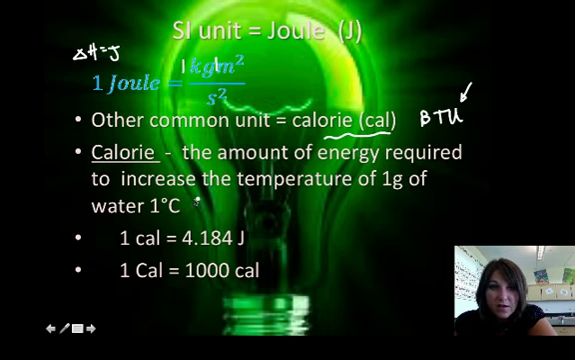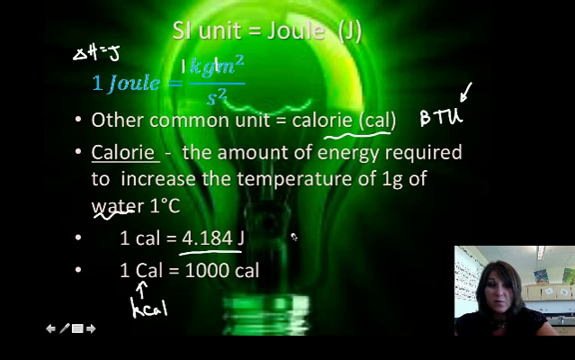The calorie is specific to water, right? It's the amount of energy to increase the temperature of 1 gram of water by 1 degree Celsius. And 1 calorie is equal to 4.184 joules. And if you see a capital C, that means kilocalorie. So that's 1,000 calories. That's commonly used on food labels. So, pay attention to your units, use the formulas, and pay attention to the direction that energy is being transferred, so you know if it's positive or negative, endothermic or exothermic.